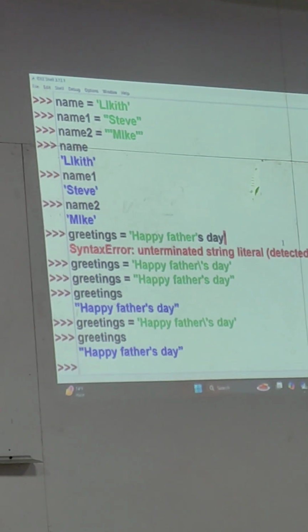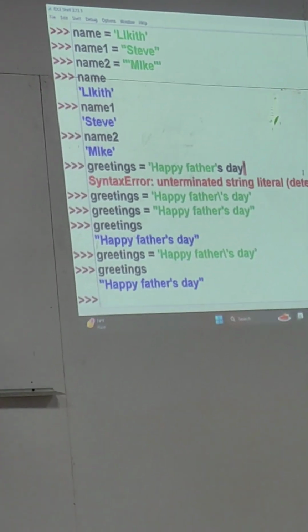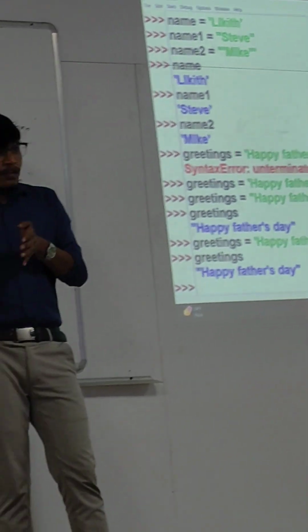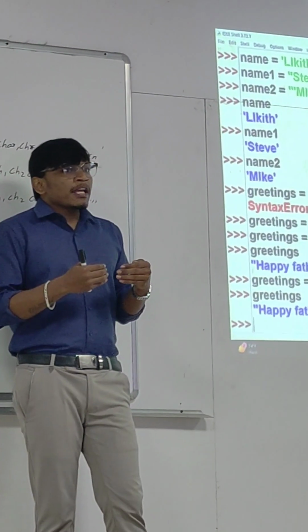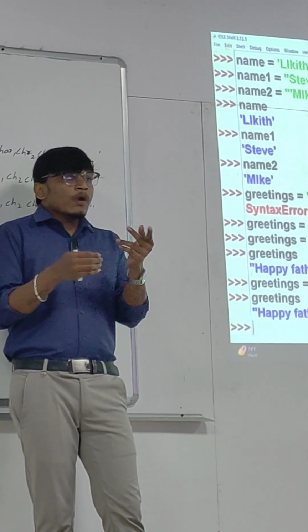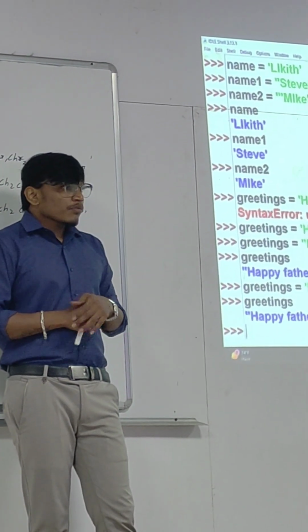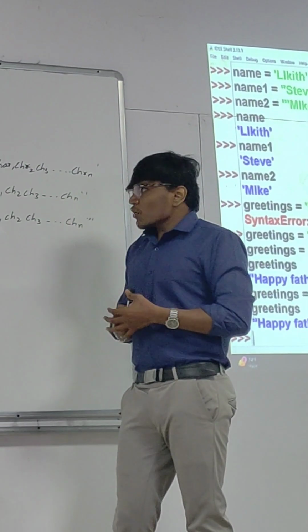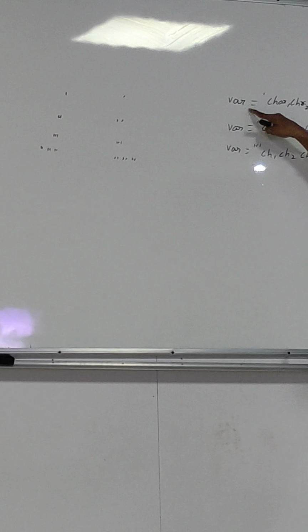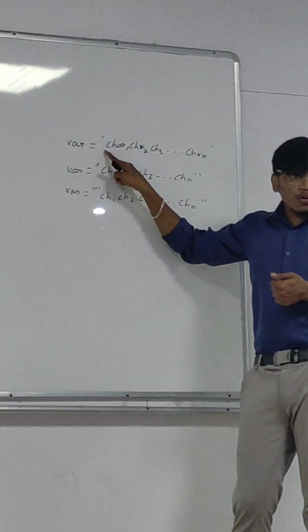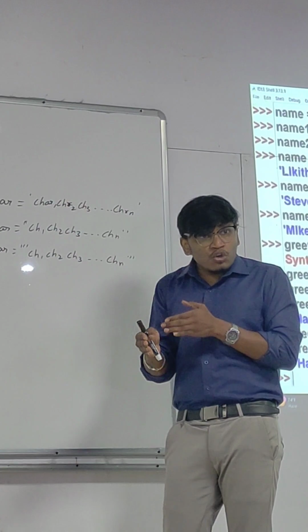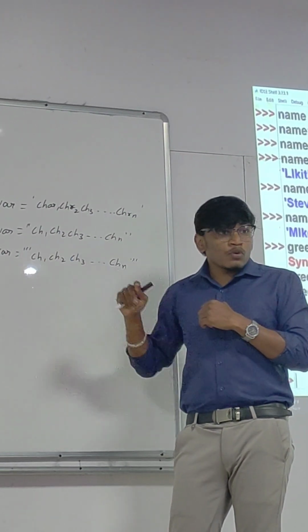So whenever the given string contains a single quote in it, we will make use of double quotes to enclose the string. Do you understand that? Right? So, by default, the string will be enclosed between single quotes. And whenever the string contains a single quote in it, then we use double quotes.